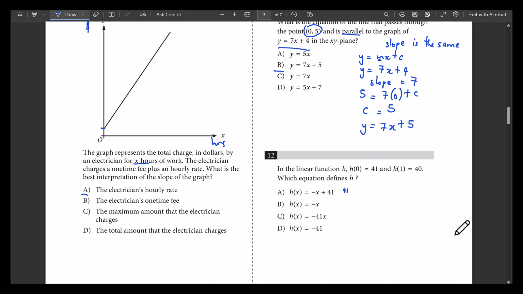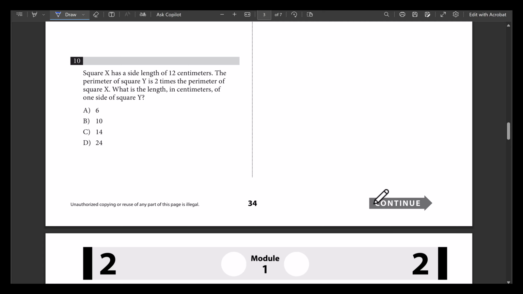In option B, we don't get our answer as 41, because we want to get 41 as the answer. And in option C, we don't get our answer as 41. And in option D, we don't even have an x value. So we are not going to consider this one, leaving our option A as the best suitable answer for this equation.